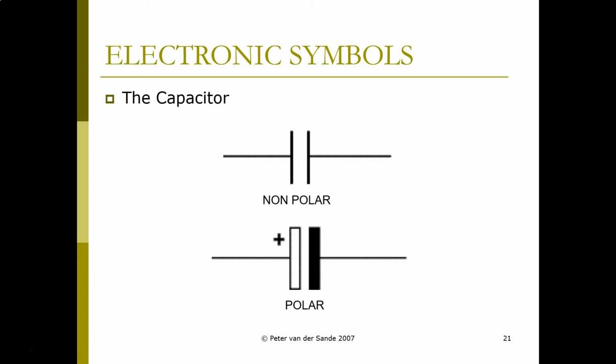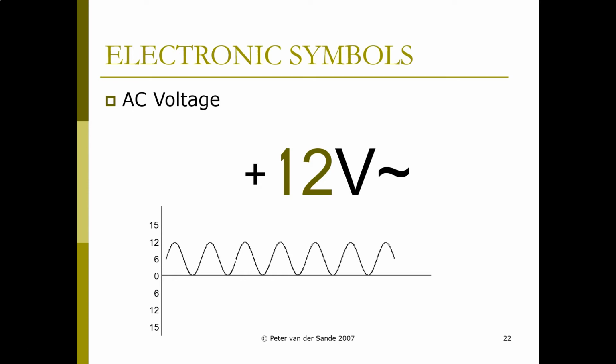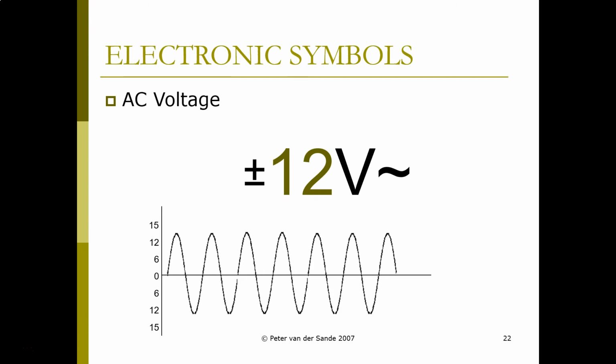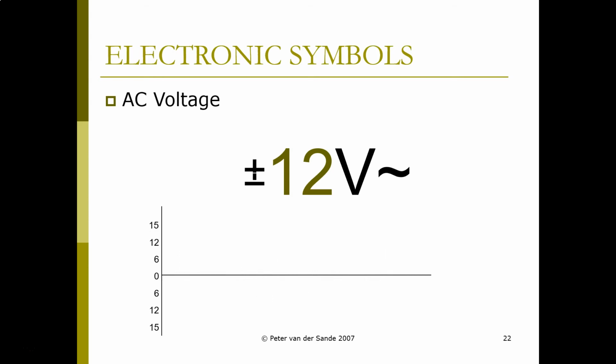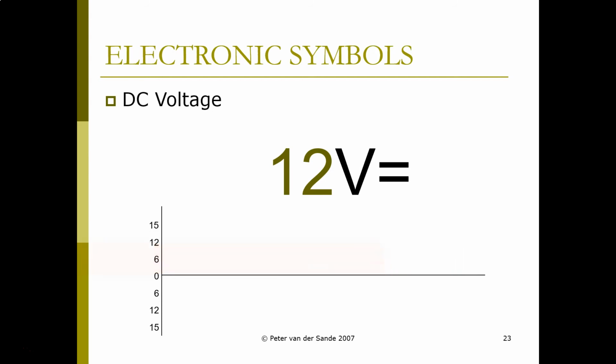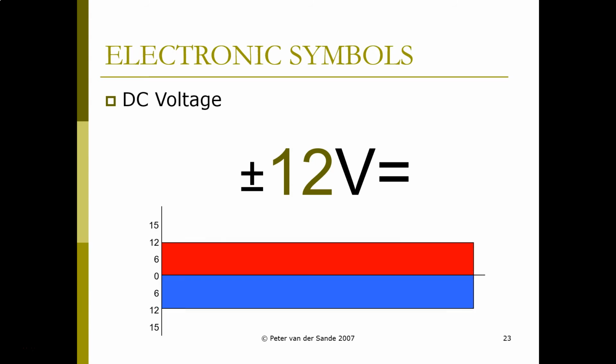AC voltage, we can have a plus 12 volts, which has a nominal level of 6 volts in the middle there. Or we can have a negative 12 volts, or we can have a plus minus 12 volts, which has a 24 volt swing from top to bottom. DC voltage can either be a positive 12 volts or a negative 12 volts, or plus and minus 12 volts, again, which has a 24 volt differential between the plus 12 and the minus 12.